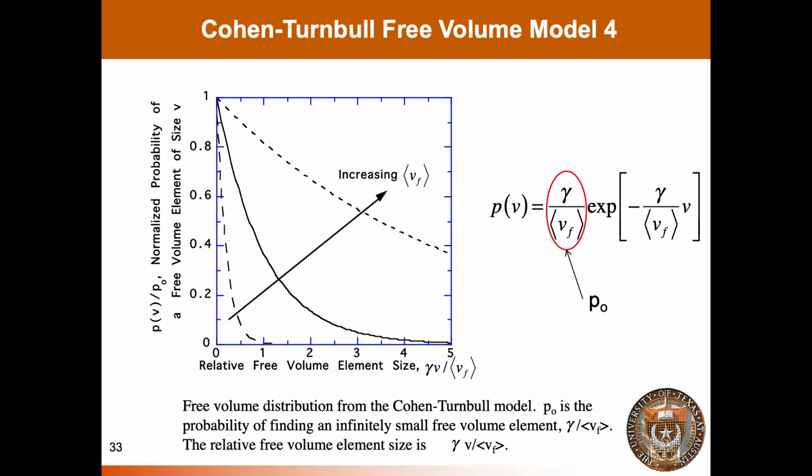This graph shows one of the key features of this model that is helpful to explain a lot of experimental data in the field. And so it shows the normalized probability of finding a free volume element of size V as a function of the free volume element size. So I've just plotted that equation as shown here. And these three curves are how that probability changes as you increase the average free volume in the system.